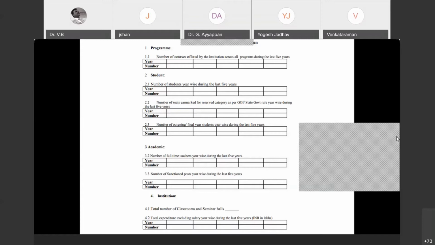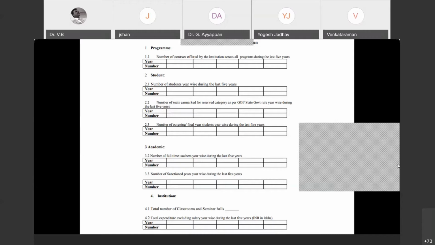And the third criterion is the academic criterion, in which the questions asked are the number of full-time teachers year-wise during the last 5 years, and below that you have the number of sanctioned posts year-wise during the last 5 years. Now this is given to verify whether all the sanctioned posts in your institution have been filled up, or whether there is any shortage of faculty in your department. So the data to this question will be answering that criteria.